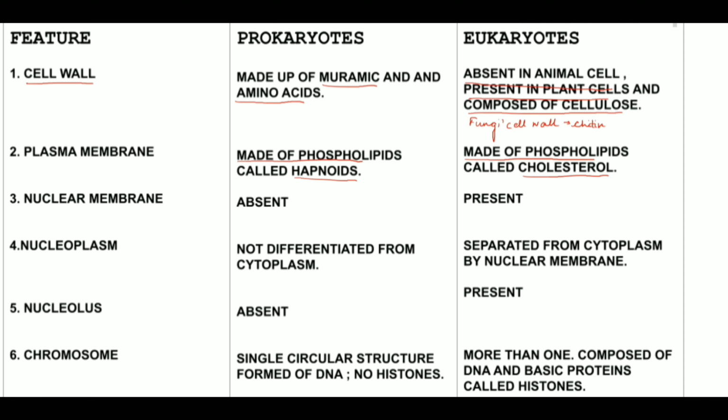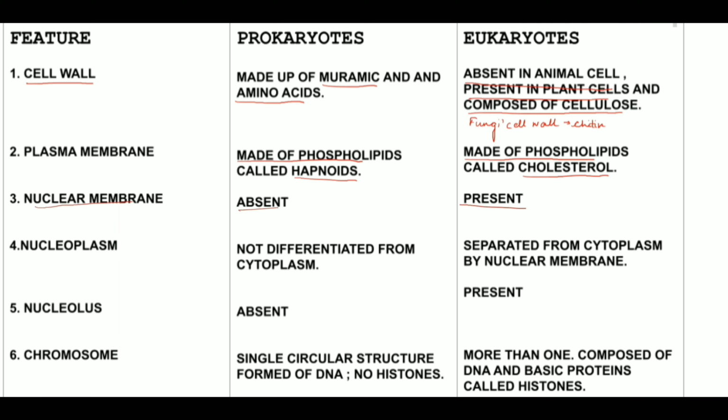So we need to keep the composition in mind, because sometimes they ask these things about the composition, that the cell wall of prokaryotes is made up of, and they would give you options. We just know that in eukaryotes it is absent in animal cell and present in plant cell, and it is composed of cellulose. Nuclear membrane: we discussed earlier that there is a nuclear membrane present in eukaryotes, but it is absent in prokaryotes.